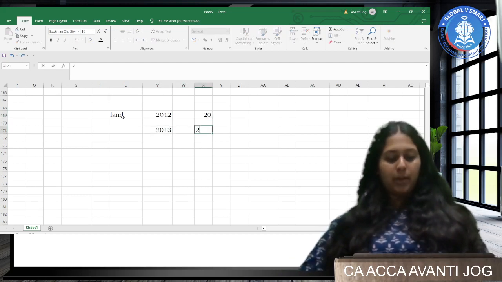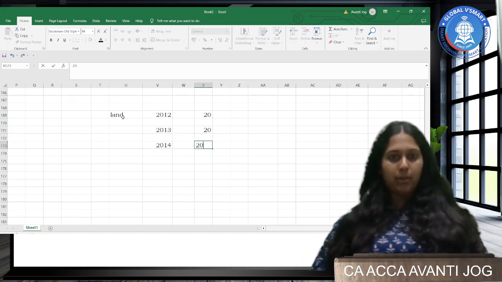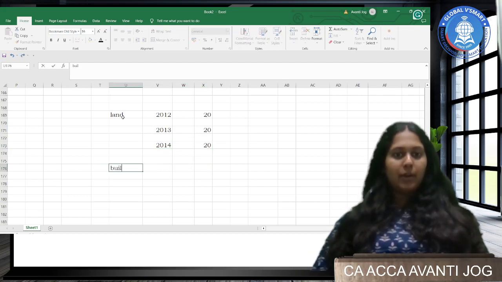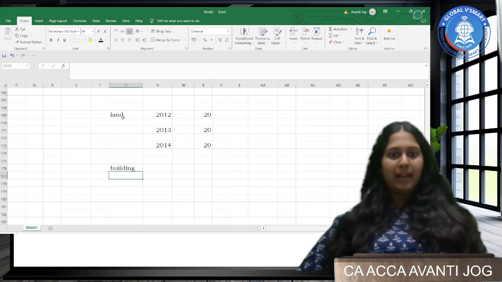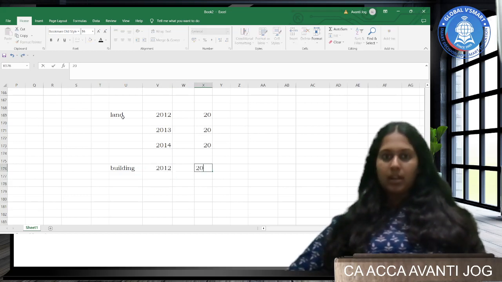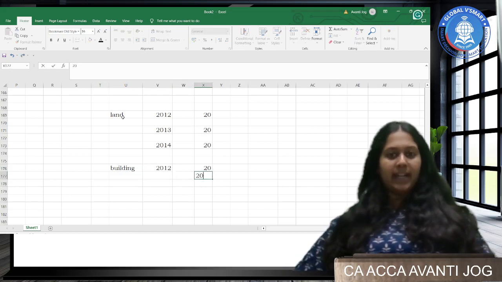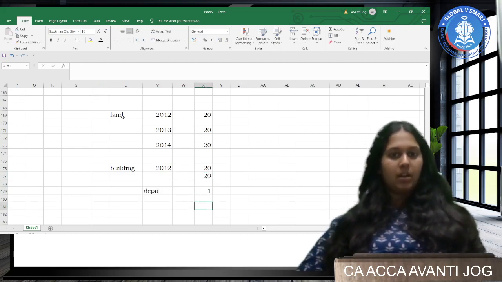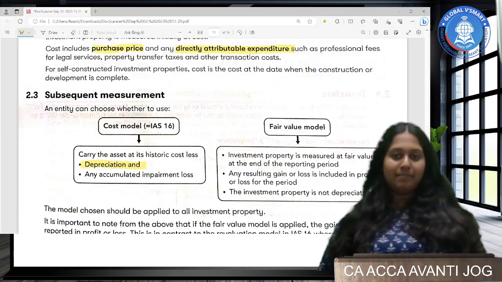2013 also you show it at 20 lakhs, 14 at 20 lakhs, so on and so forth. Ignore the market value. But if you have a building and you have purchased it in 2012 for, let's say, 20 lakhs and it has a useful life of 20 years, then you charge depreciation every year of 1 lakh. Ignore the market value. Okay.